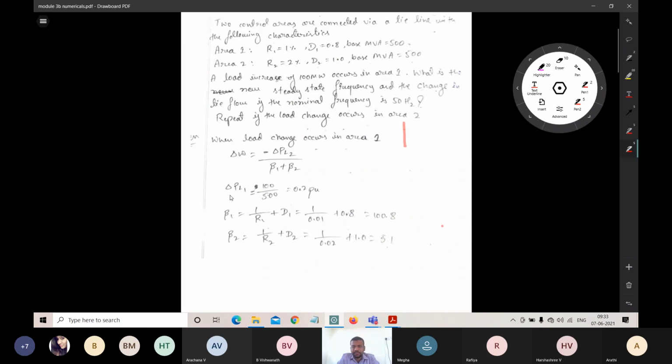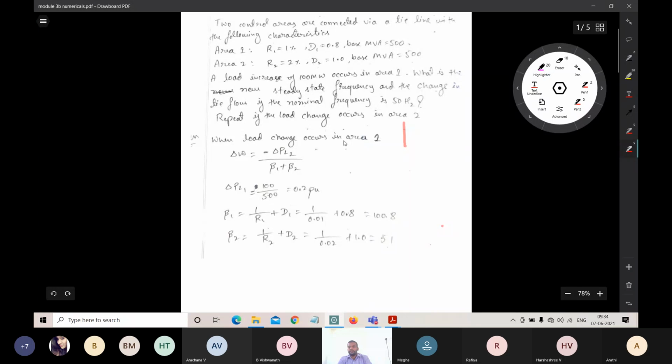Delta I, change in current. Delta R, change in regulation. Okay, so these are the things. So delta PL1 will be given by change in load in area 1, 100 divided by 500, given 500. So that is 0.2 pu. We are just converting into per unit values, normal value divided by base value. Here 500 is considered as the base. So 100 divided by 500 is 0.2.